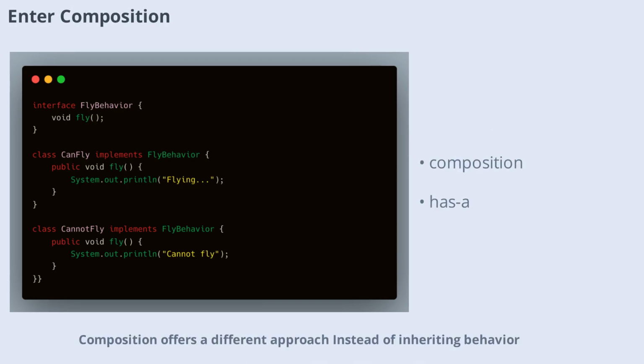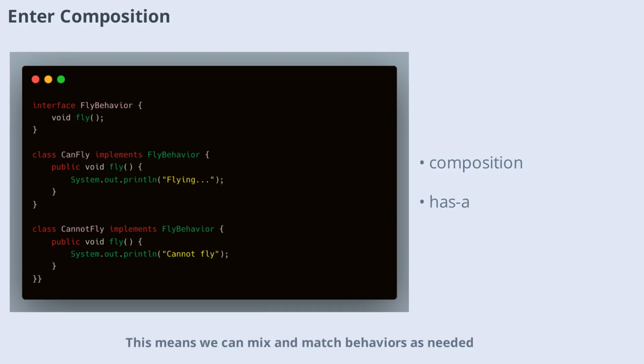Composition offers a different approach. Instead of inheriting behavior, a class is built using other objects that provide the needed functionality. In simple terms, inheritance is about "is" while composition is about "has". For example, a bird can have a fly behavior object. This means we can mix and match behaviors as needed, without forcing every bird to fly. Composition makes code more flexible and easier to maintain, especially as systems grow and requirements change.